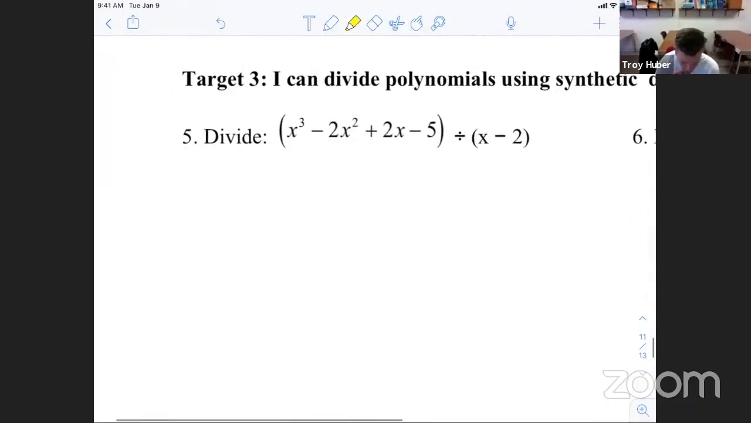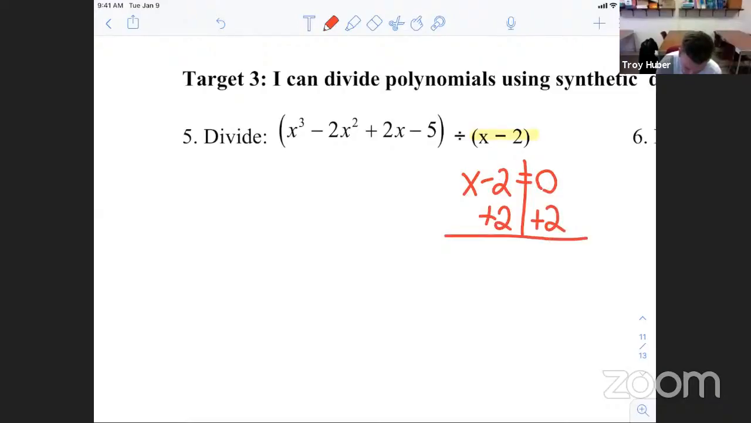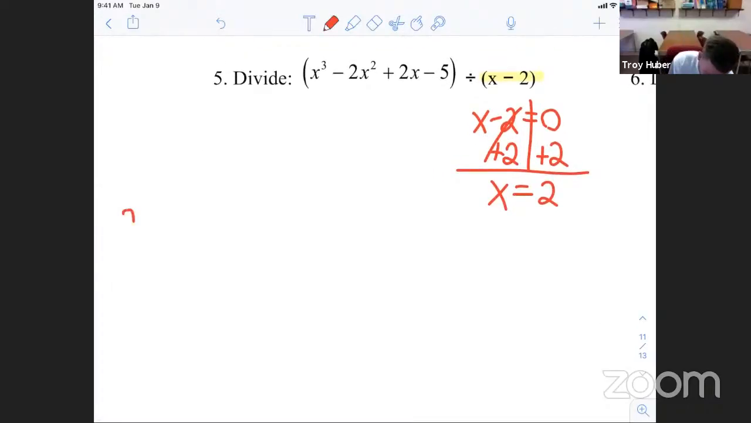All right, on to number 5. Number 5, we're going to start looking at some synthetic division. The first thing that you want to do is take your divisor, or the number that's doing your dividing right here, and set that equal to 0. So I have x minus 2 is equal to 0. Add 2 on both sides. So I get x is equal to 2. Once we have that number, I'm going to put that on the outside of my synthetic division hut. There's not really a name for it.